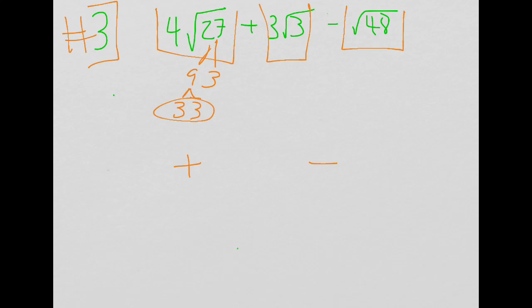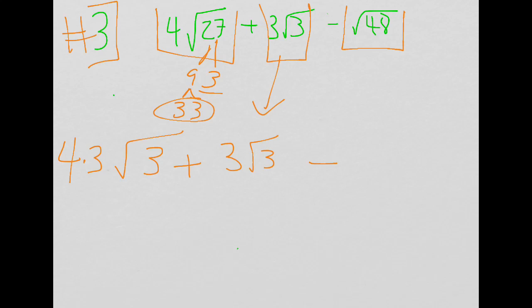So, I have one pair of 3s. I already have a 4 outside the radical. I want to multiply it by the pair of 3s I'm about to pull out. And then there's another 3 on the inside that's going to stay on the inside. So that's the first radical I wrote down. The second one is 3 root 3. Can I do anything with 3 root 3? No. So I'm just going to bring it straight down.